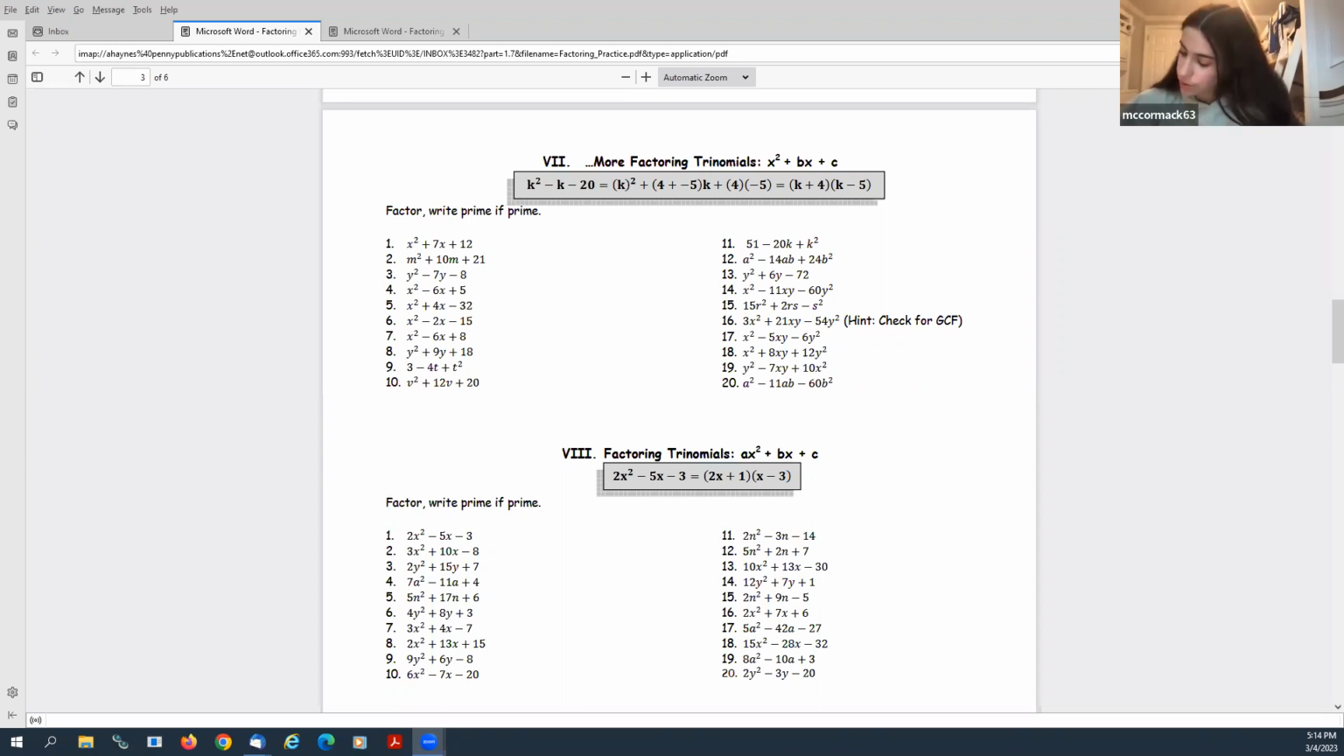I think I got the right answer. I'm not sure. Okay, let's hear it. X minus 5 times x plus 3. That's the right answer for number 6 on the top half. Now try number 6 on the bottom half. Hey, good job getting that.